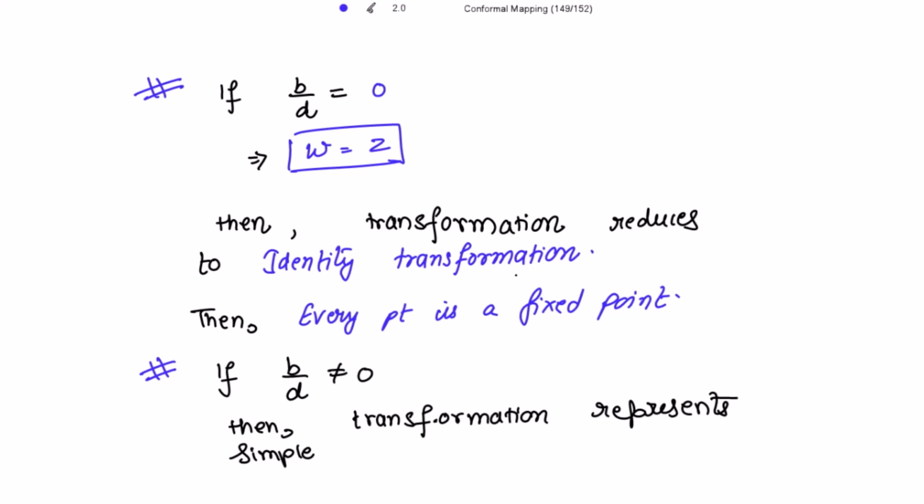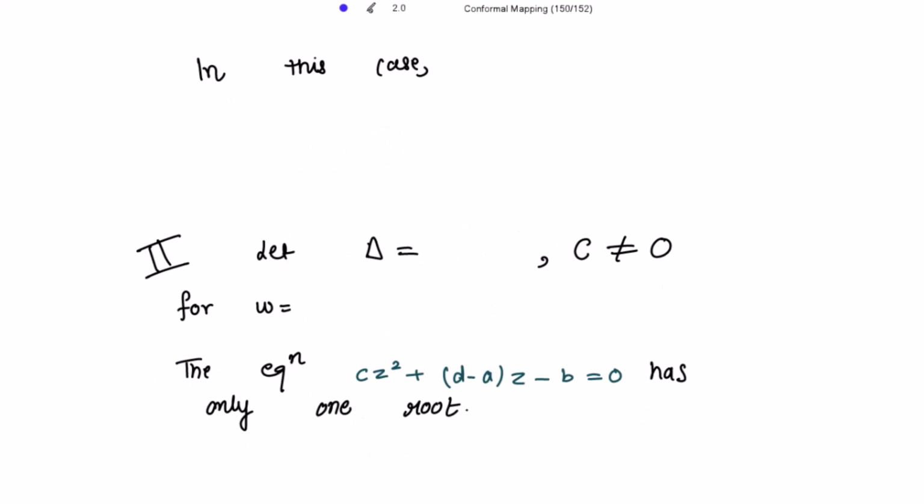If B over D is non-zero, then the transformation reduces to simple translation, that is W is equal to Z plus B over D. This is your simple translation transformation, right? So in this case, the only fixed point is at infinity.